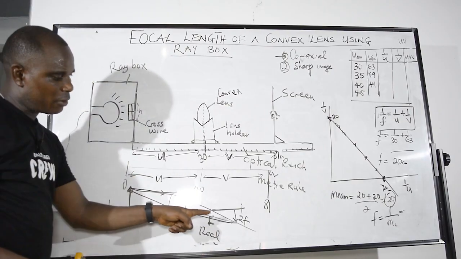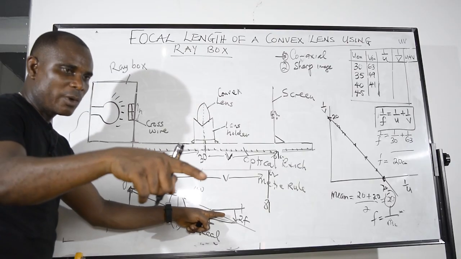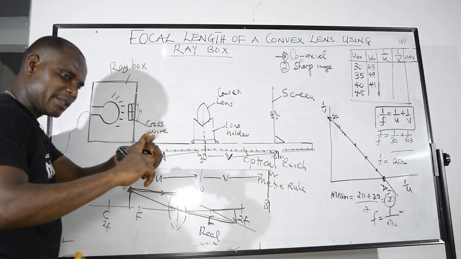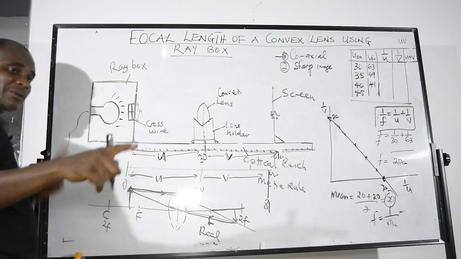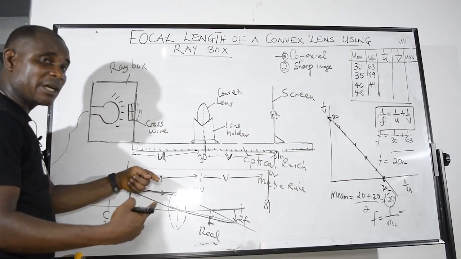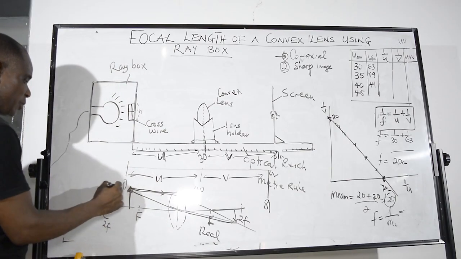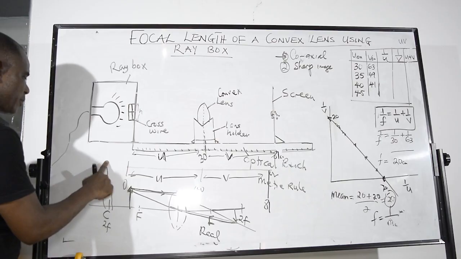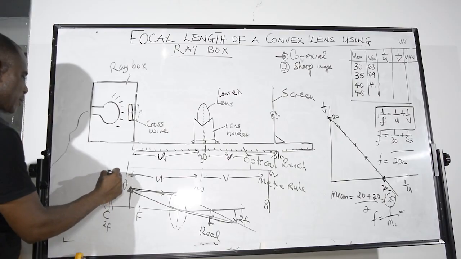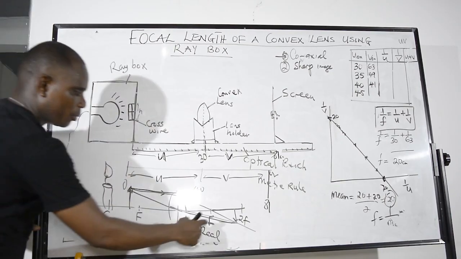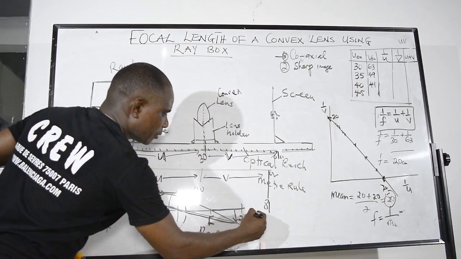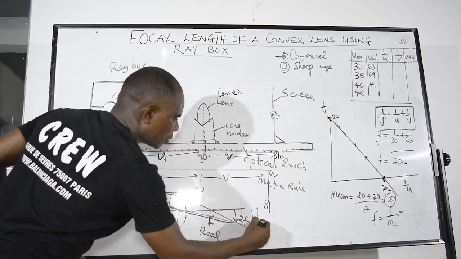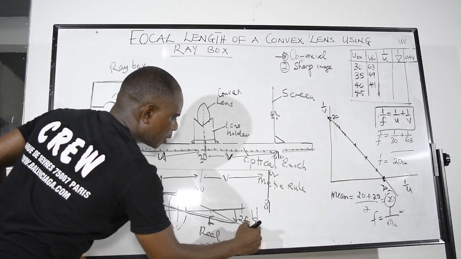Real images are cut on the screen. So that cross wire was supposed to be upside down, but because it's a cross wire, you did not realize it was upside down. If you use the candle there, you will see that it's upside down, because the flame of the candle, if this was the candle, this is the flame. When you find the image of the candle, it's going to be somewhere like this. The flame is going to be upside down.